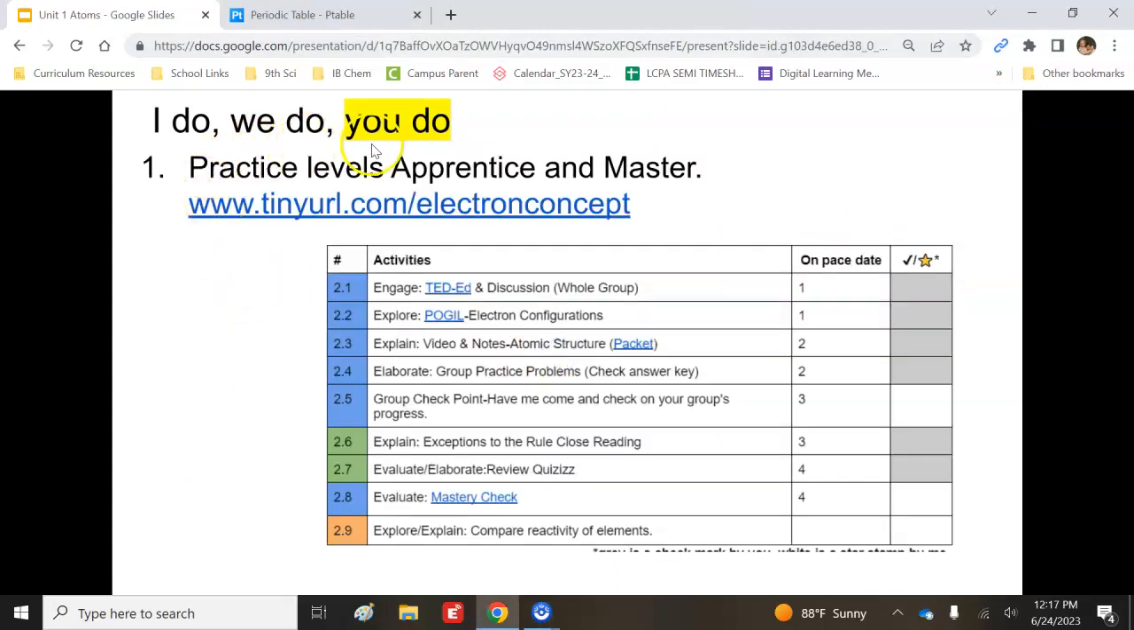So I do, we do, you do, your turn. Take this URL and practice the apprentice and the master sections. The other ones that are available have some trickier compounds, so you can just skip through those or guess, but 1 through 18 are the ones that you will need to know. So practice those, and then we're going to move on to 2.4.